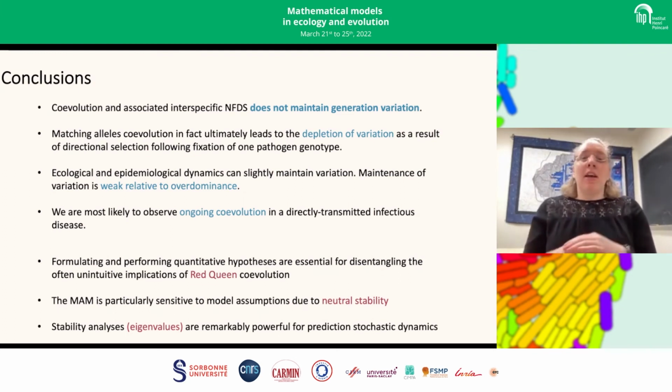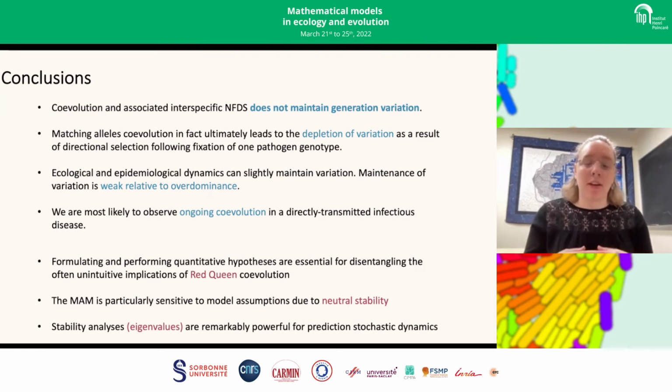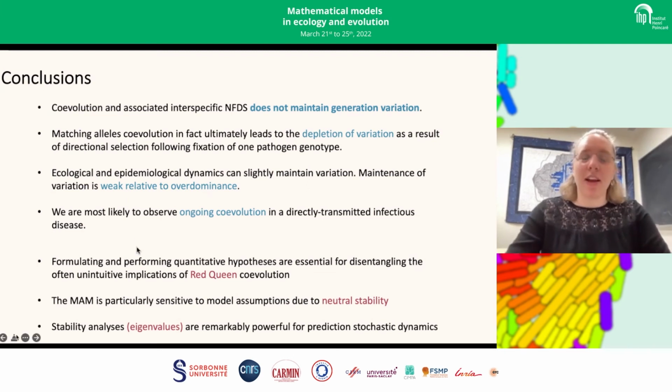And finally, even though we were interested in the stochastic dynamics with genetic drift, by looking at the deterministic model and looking at these eigenvalues, it was remarkably good at informing us on what we should expect in the stochastic case. So deterministic models can give you insights into more general model dynamics that include neutral genetic drift. And so those are my conclusions, and I'd like to thank you for letting me present.